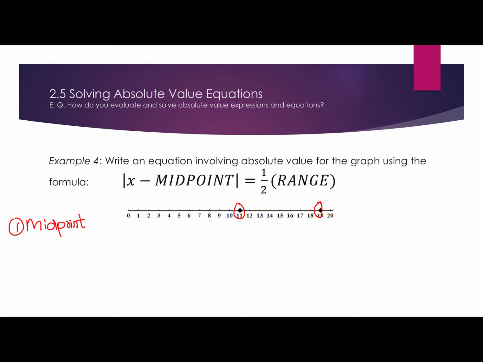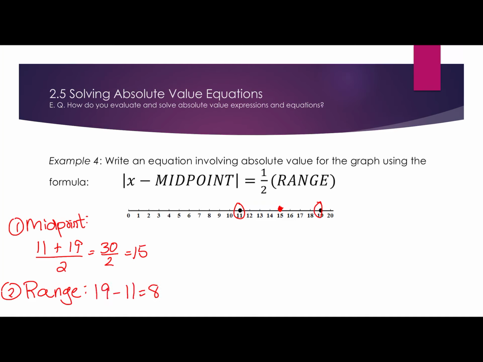To find the midpoint, we simply add the two numbers, add the two endpoints, so 11 plus 19, and divide them by 2. So 11 plus 19 is 30. 30 divided by 2 is 15. So we know our midpoint is right here at 15. The second thing we need to find is our range. So to find the range of any set of numbers, you simply subtract them. So if you take the largest minus the smallest, it always becomes positive, but if not, you can put it in absolute values. So we're going to do 19 minus 11, which gives us 8.